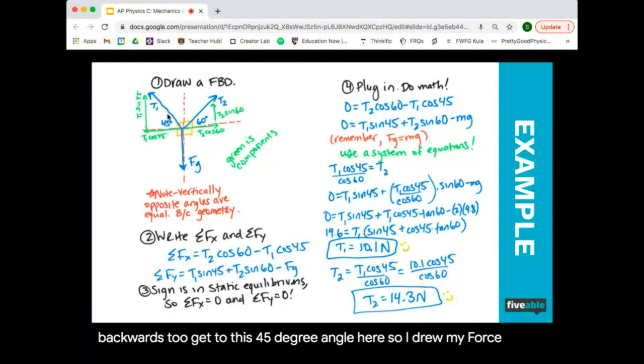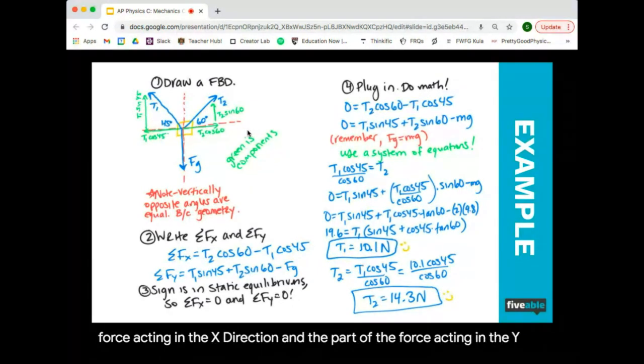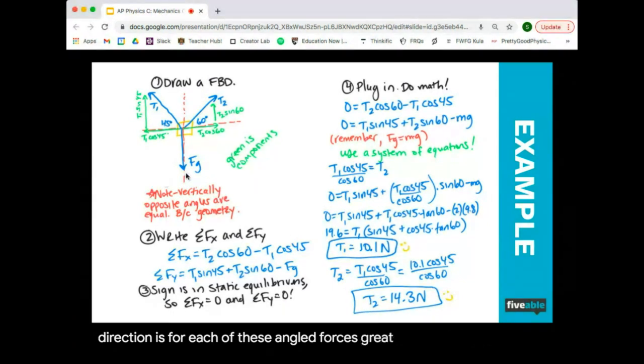So I drew my forces out. I've got them labeled, and then in green, I drew my components. Hopefully you're at the last stream. In the last stream, we talked about how to get the components of a vector. If you haven't, definitely go look at it. But basically, I just drew triangles here to tell us what the part of the force acting in the x direction and the part of the force acting in the y direction is for each of these angled forces. Great. So we did that for both of those angled tension forces.